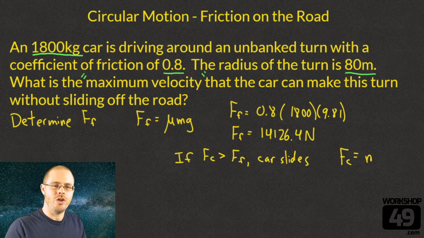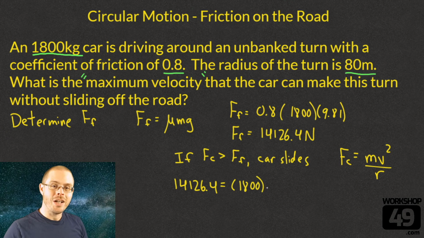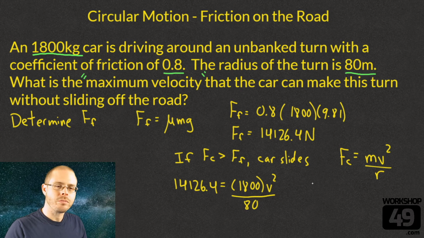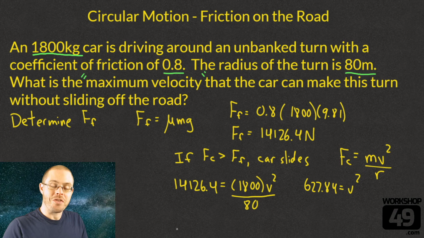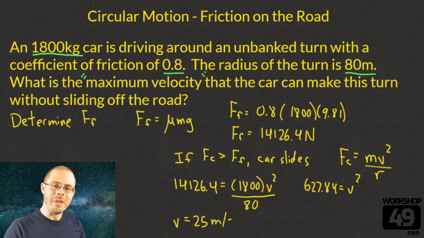The force centripetal equation is mv squared over r. Now we know our maximum force, so we're going to be able to fill that in for our force centripetal. So we can say 14,126.4 equals the mass of our car, that's the 1800 kilograms, multiplied by our v squared, that's what we're solving for, all divided by a radius of 80 meters. We can clean this up and we're left with 627.84 is equal to v squared. We take the square root of both sides, and we get our velocity equals 25 meters per second.